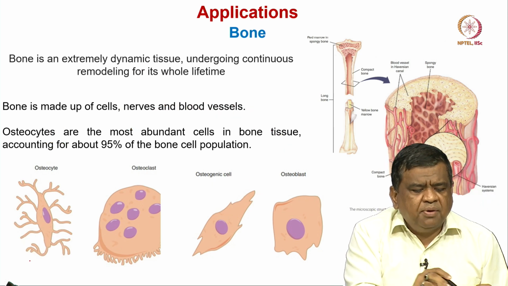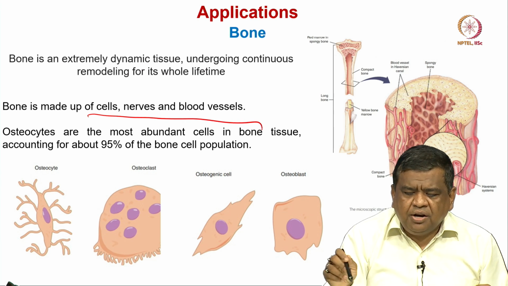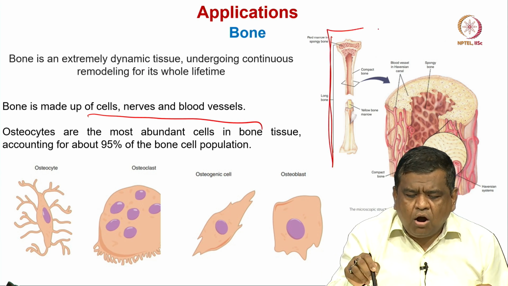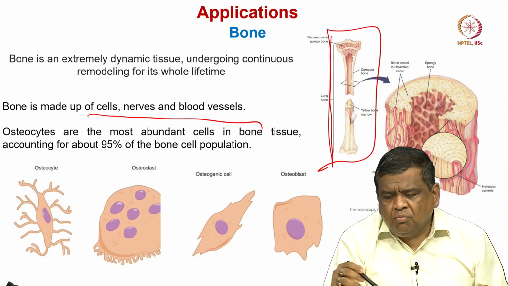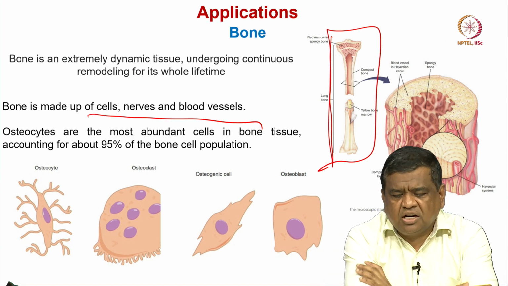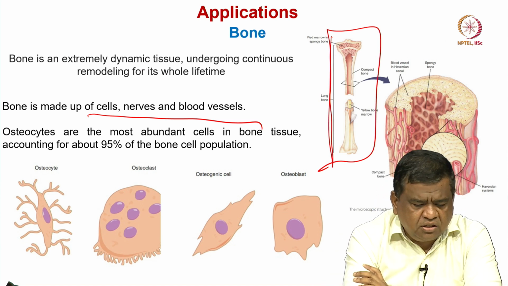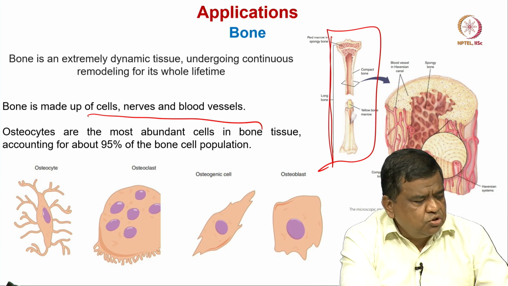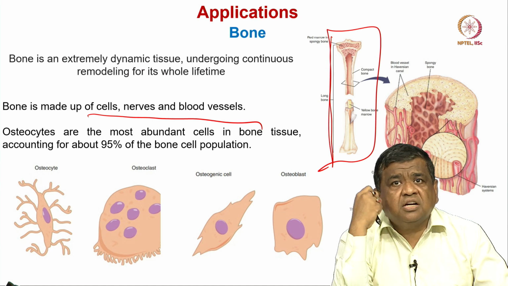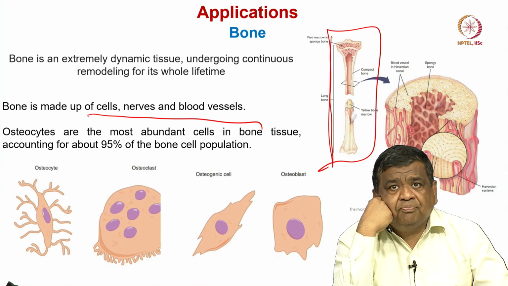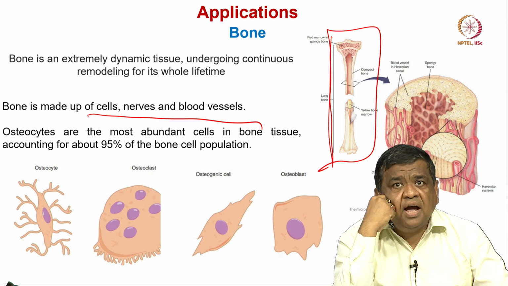Bone is made up of cells, nerve and blood tissue, and you can see these long bone structures. If you go to the more typical structure of the bone, then you have different canals and spongy bones and so on. These kinds of bone structures can also be mimicked by 3D bioprinted hydrogel structures.